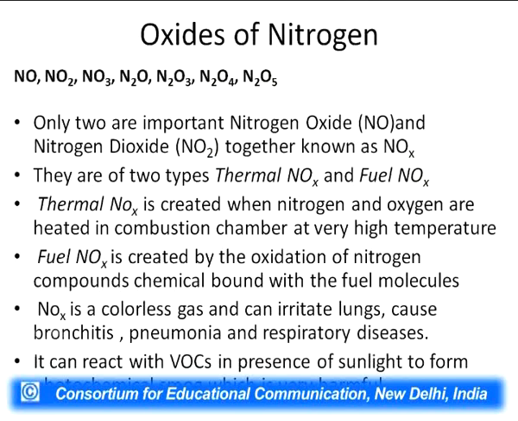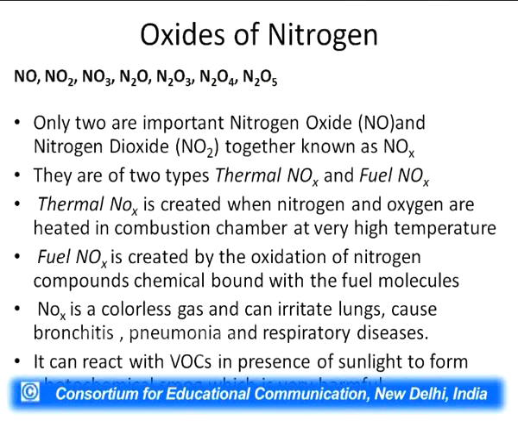As far as their production is concerned, there are 2 types of NOx produced. One is thermal NOx, another is fuel NOx. Thermal NOx is created when nitrogen and oxygen are heated in a combustion chamber at a very high temperature. They are fused together and form nitrogen dioxide. And fuel NOx is created by the oxidation of nitrogen compounds chemically bound with the fuel molecules. So this is known as fuel NOx.